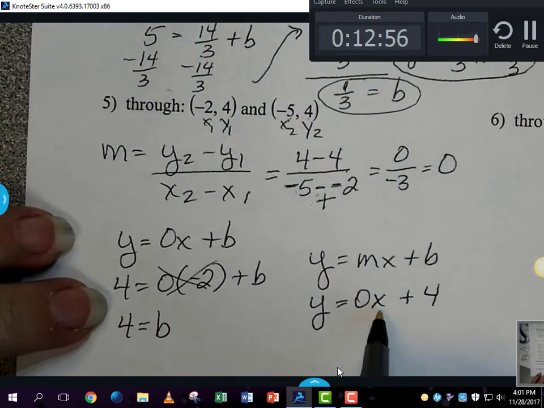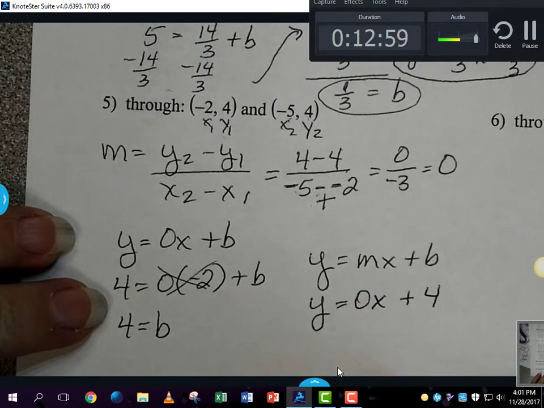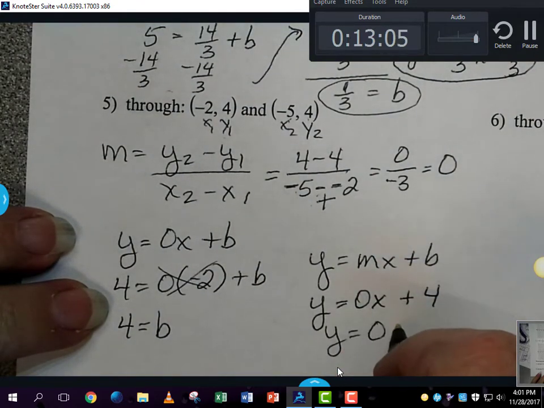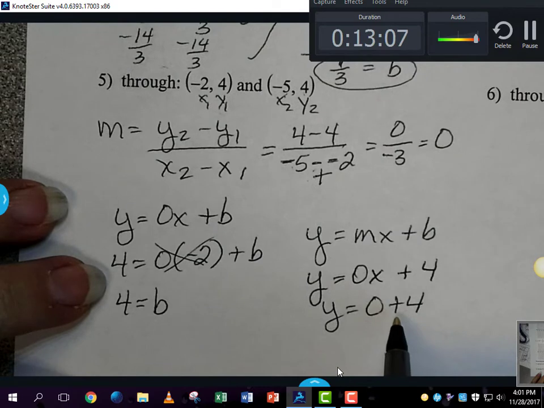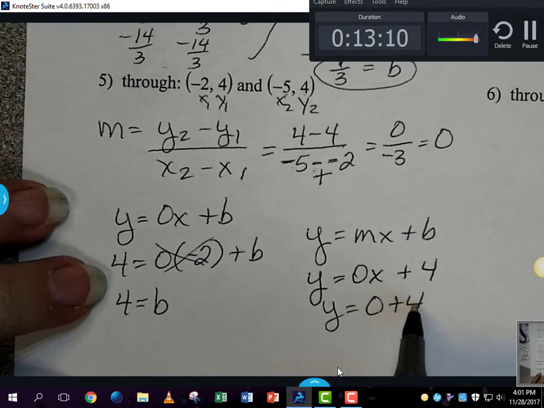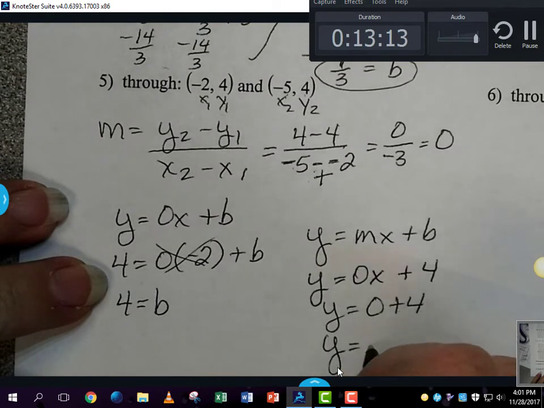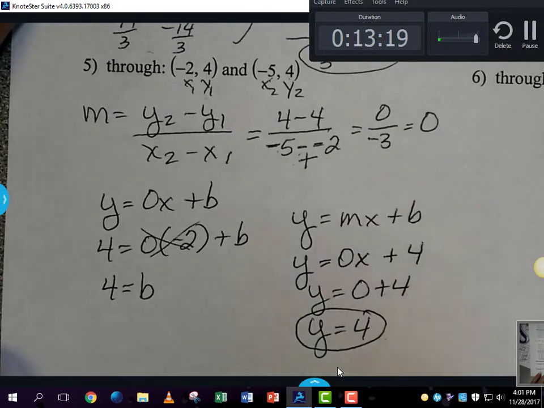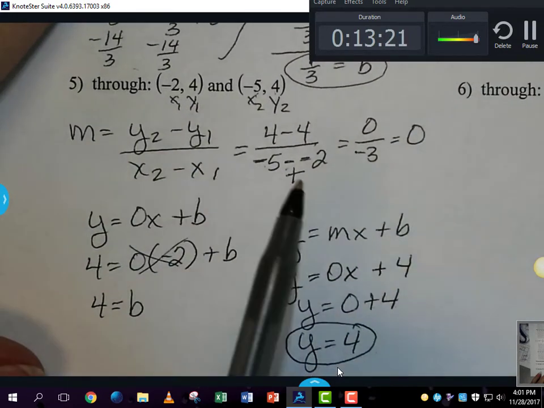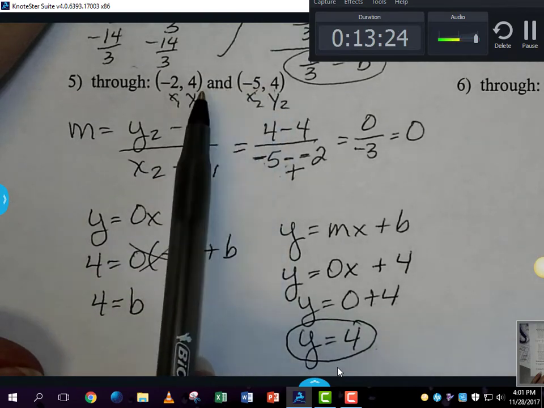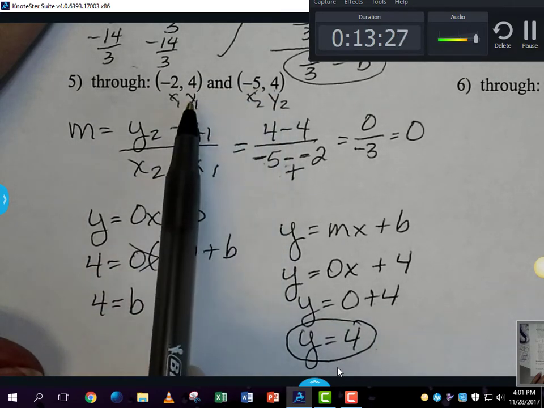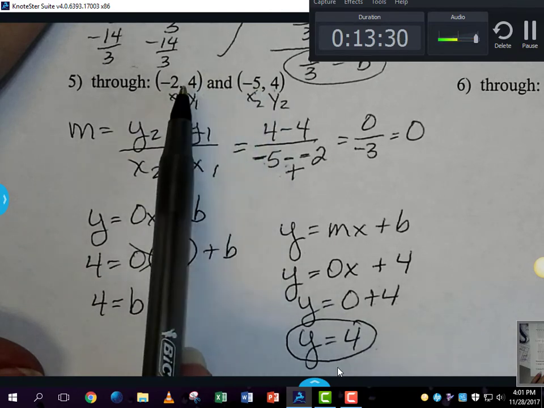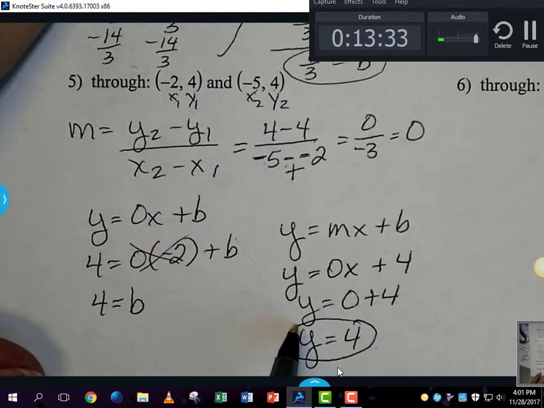Now, 0x means 0 times x, and 0 times anything is just 0. So this is really just 0. But then I don't need to leave it like that either, because 0 plus any number is whatever that number was. Turns out that this would be a horizontal line, y equals 4. The way you can look at that is you can go, oh wait, the 4s that are in the position of y's did not change. Therefore the slope would be 0. And I would have, I'm sorry, not x equals, y equals 4 as the equation.